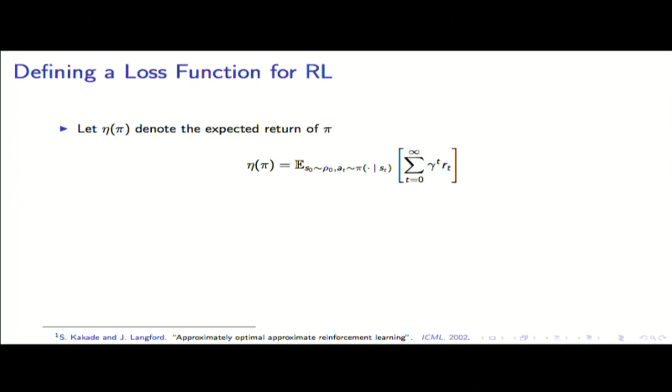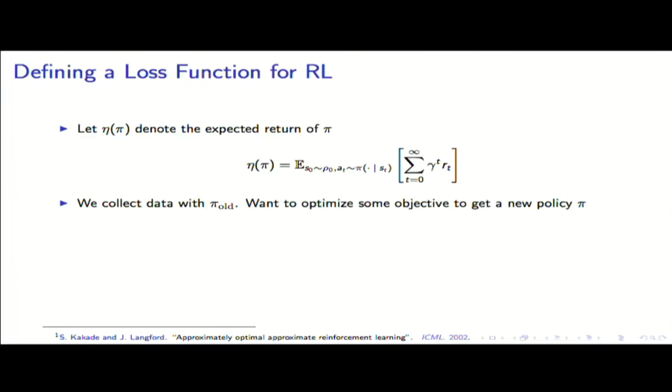Okay, so first let's write out our problem. We're going to define eta of pi as the expected return of policy pi. We're sampling the initial state S0 from our initial state distribution, rho 0. And then at each time step, we're sampling an action using our policy pi. In this class, we're going to consider the discounted sum of rewards, the discounted return.